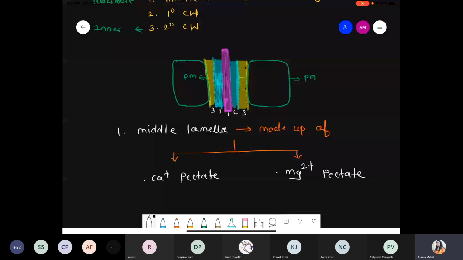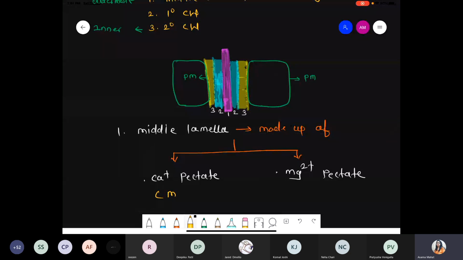So if the middle lamella or outermost cementing layer is strong, you can feel that the fruit or vegetable is fresh. But slowly, after a few days, that outermost layer, the middle lamella, starts degrading. And once it starts degrading, ultimately that fruit or vegetable becomes soft, right? So to increase that stiffness, to increase that stability, pectate binds with calcium.